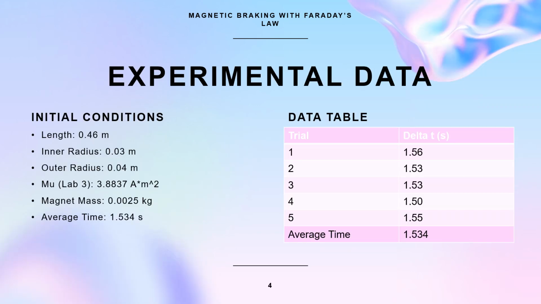This is the experimental data from this lab. We have the initial conditions with length, the inner radius, the outer radius, the mu, which is calculated in lab 3, which is 3.8837. And we have the magnet mass and the average time, which is calculated from this data table. I have 5 trials where I measured the time it took for the magnet to fall down the tube, 5 different times, and took the average.